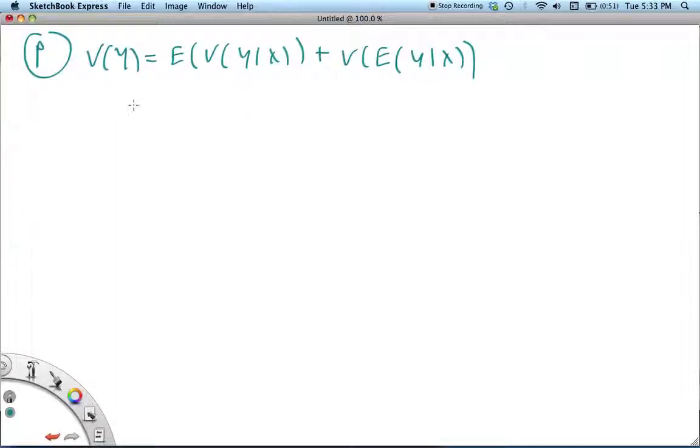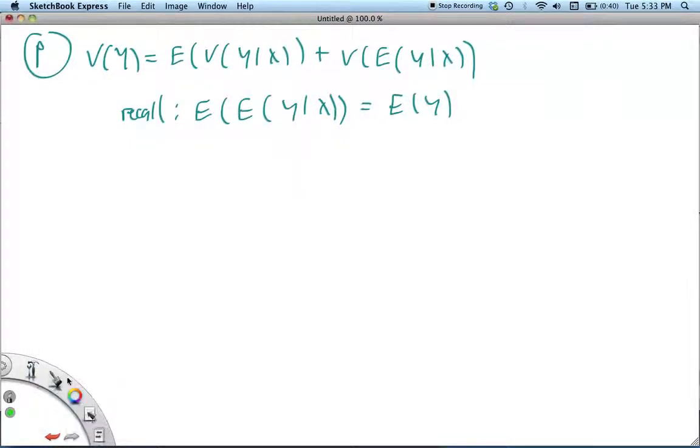So we want to recall iterated expectation. The expected value of the expected value of y given x is just equal to the expected value of y. And we want to recall that this is true not just for a random variable y, but for a function of that random variable y. So it could be y squared, something like this.